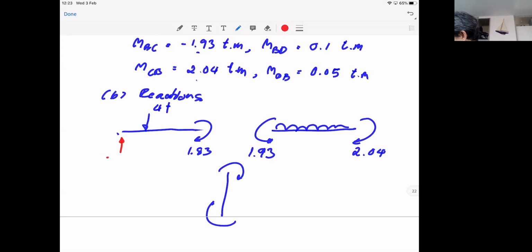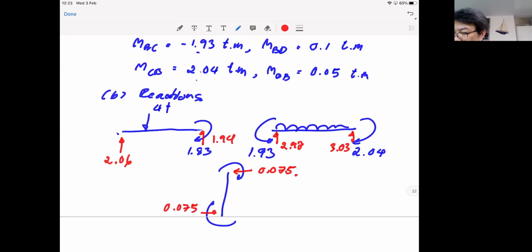Let's change the color a little bit so that life becomes slightly more colorful. Using the simple equilibrium, you get 2.06. And here is 1.94. Here is 2.97. And here is 3.03, and everything is going clockwise in the column. So you have a couple here with the value of so tiny, 0.75. You know what this number is? This is the shear in your column.